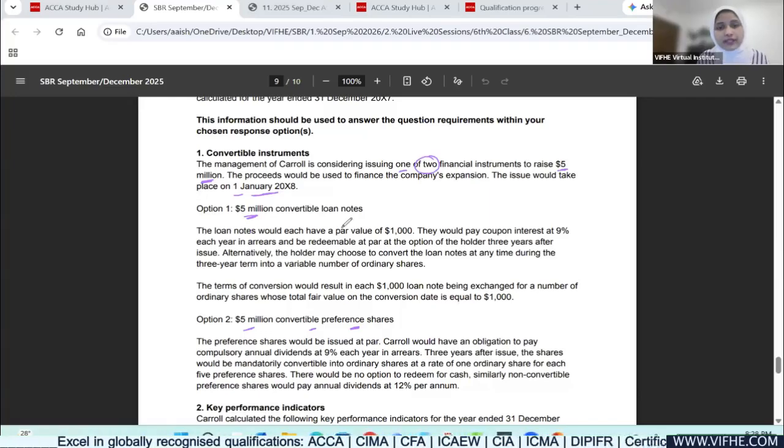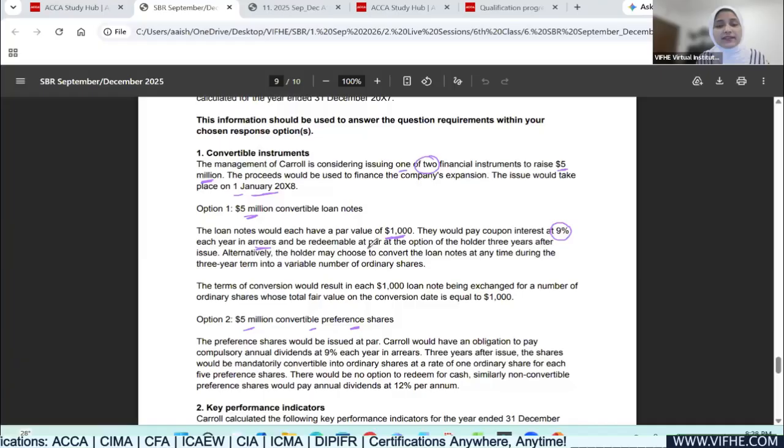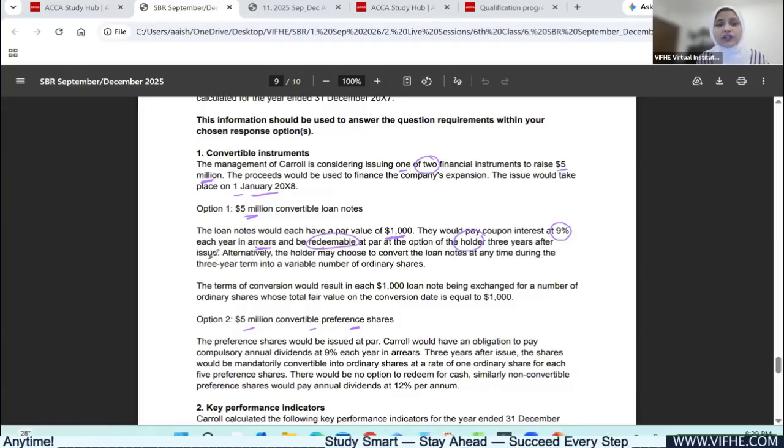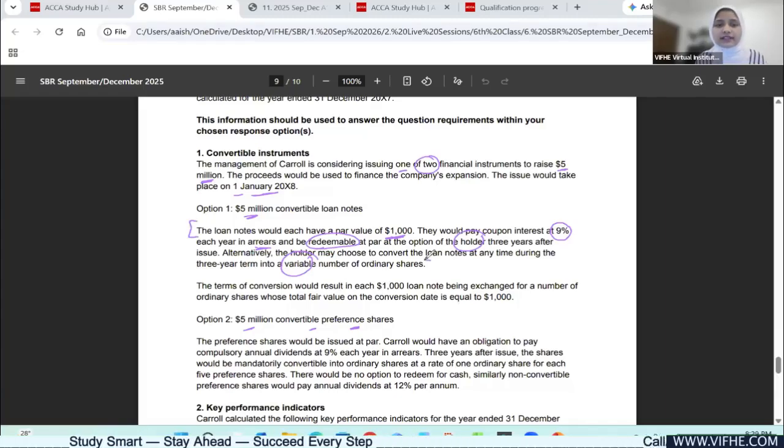The loan notes would each have a par value of $1,000. They would pay a coupon interest of 9% each year in arrears and be redeemable at par at the option of the holder 3 years after issue. Alternatively, the holder may choose to convert the loan notes at any time during the 3-year term into a variable number of ordinary shares. There are two sentences that I have identified in this paragraph, which already very clearly help me identify what it is.